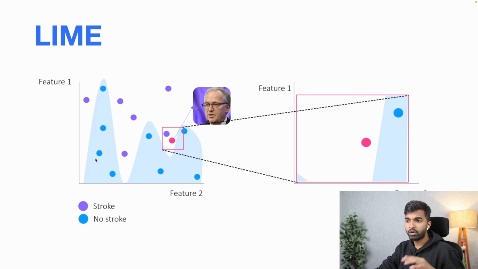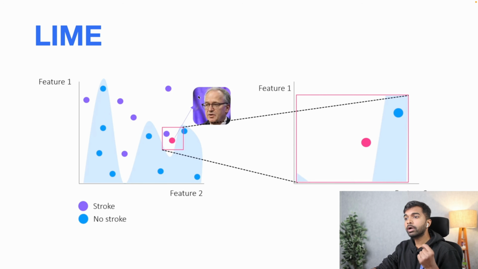Okay, so you have a bunch of data points based on a couple of features. We're not looking at all the features because we can only plot 2 dimensions on a graph. So some points indicate there's a stroke, some points indicate there is not going to be a stroke. And let's say this is the decision boundary of your model. Okay. And nonlinear models like decision trees, random forests, or neural networks can have such complex decision boundaries.